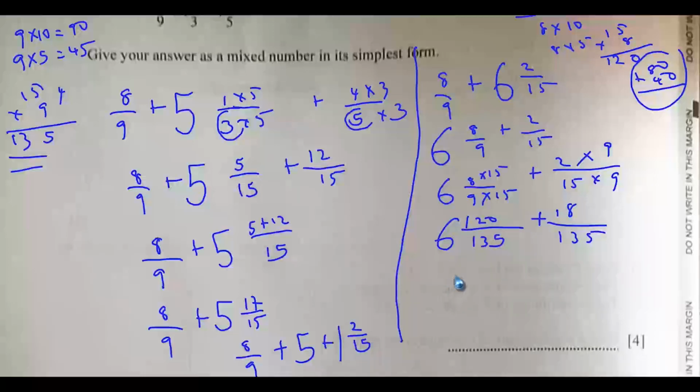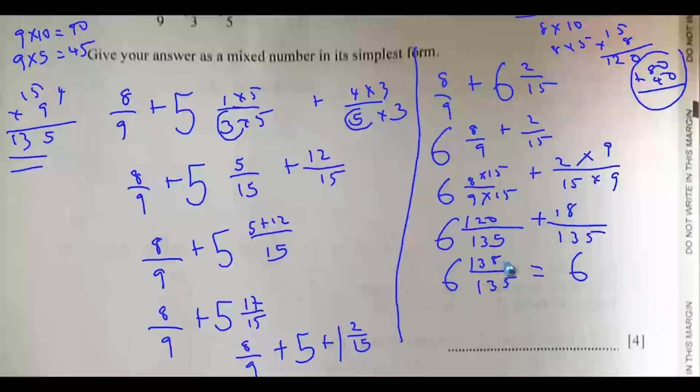So here we have 6 whole. Now I can directly add 120 to 18 because they have a common denominator now. So 120 add 18 will be 138, then over 135. Of course this is an improper fraction.